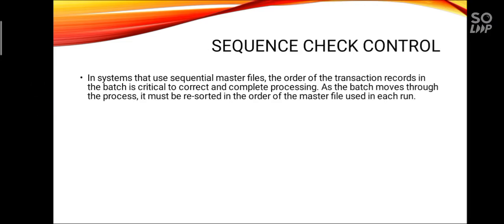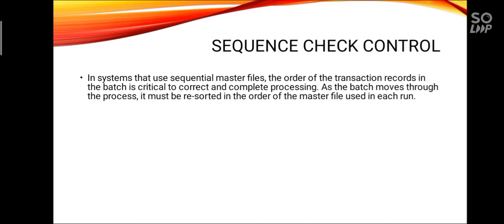Sequence check control. In a system that uses sequential master files, the order of the transaction records in the batch is critical to correct and complete processing. As the batch moves through the process, it must be resorted in order of the master file used in each run. An out-of-sequence sales order record in the batch may prevent the remaining downstream records from being processed. For example, in records 1 to 50, if 12 is missing, then 13 to 50 will not be processed.